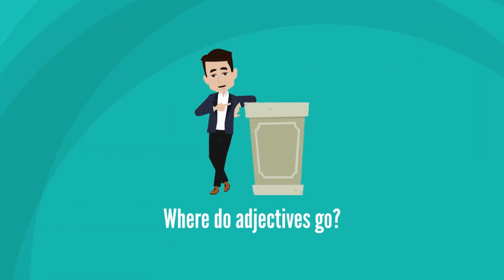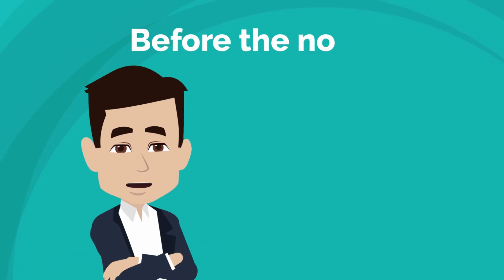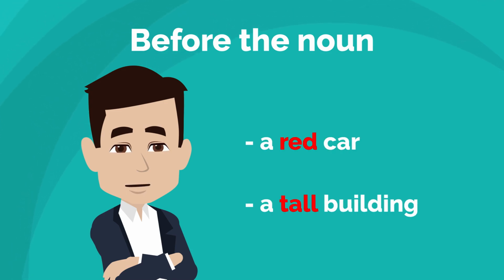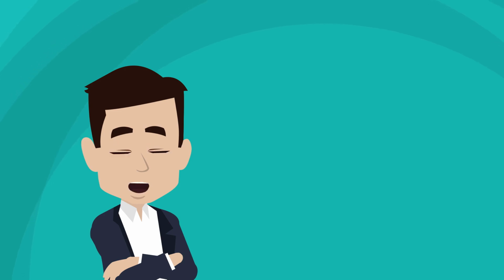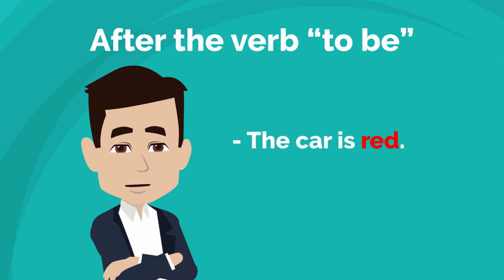Where do adjectives go? In English, adjectives usually come before the noun. A red car. A tall building. But adjectives can also come after the verb to be. The car is red. The building is tall.